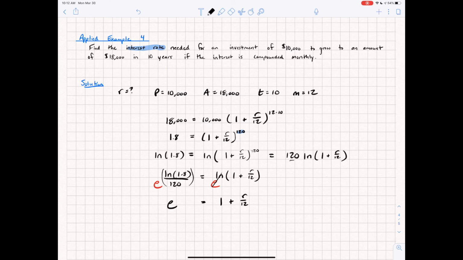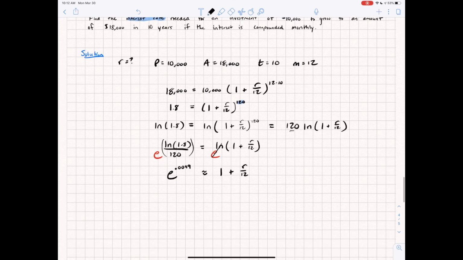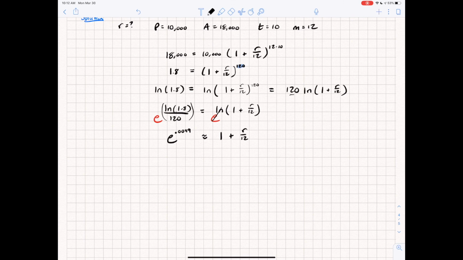So I'm going to go ahead and get a decimal for this. This is ln of 1.8 divided by 120. I get 0.0049. So this is an approximation, so I'm going to take care of my equal signs and put my approximation sign in. And then I'm just going to walk through and do my normal solve for r. I'm going to subtract 1, and then multiply both sides by 12. To do that, I'm going to do e to the 0.0049 minus 1. And then I'll multiply both sides by 12.